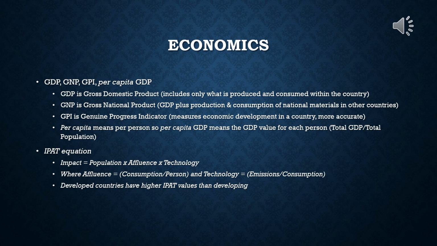There's also this thing called the IPAT equation, and we use it to measure the impact of a population, its technology use, and its consumption. In the IPAT equation, I equals impact. And impact is equal to population times affluence times technology. In this equation, affluence is equal to consumption per person, and technology is equal to emissions per consumption. Universally, developed countries have a much higher IPAT value than those that are developing countries.